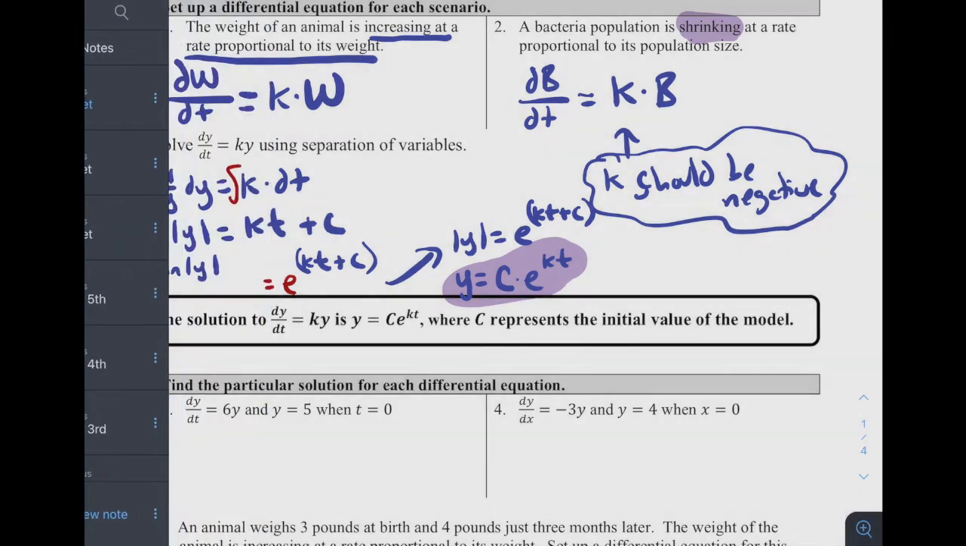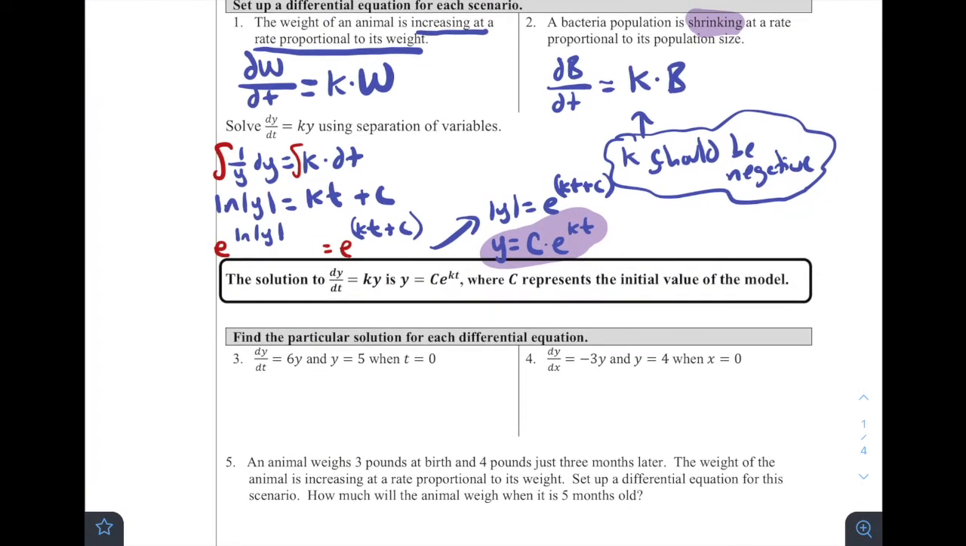So what I'll just highlight is that this is pretty important, what we've got right here on the side. I'm just going to highlight it, important for today's notes. The solution to dy over dt is equal to ky is y is equal to c times e to the kt, where c represents the initial value of the model. So this is a nice thing to just know. Yes, you could evaluate it each time, but it comes up so often that this form is useful to memorize. Just seeing that if you start with dy over dt is equal to ky, the general solution is going to be c times e to the kt.